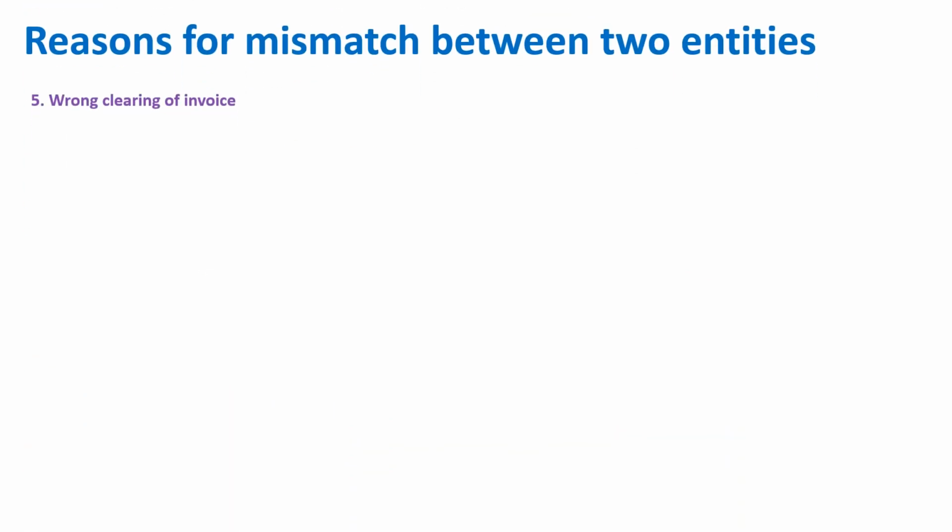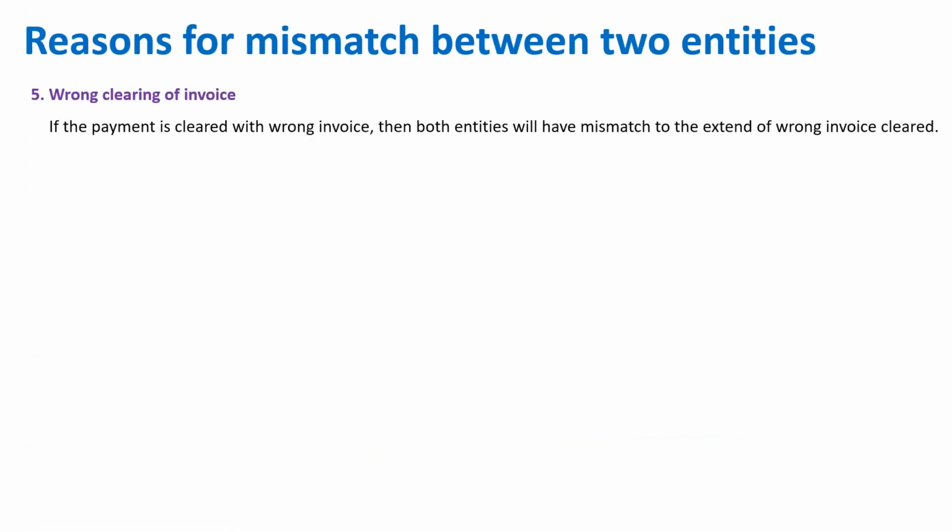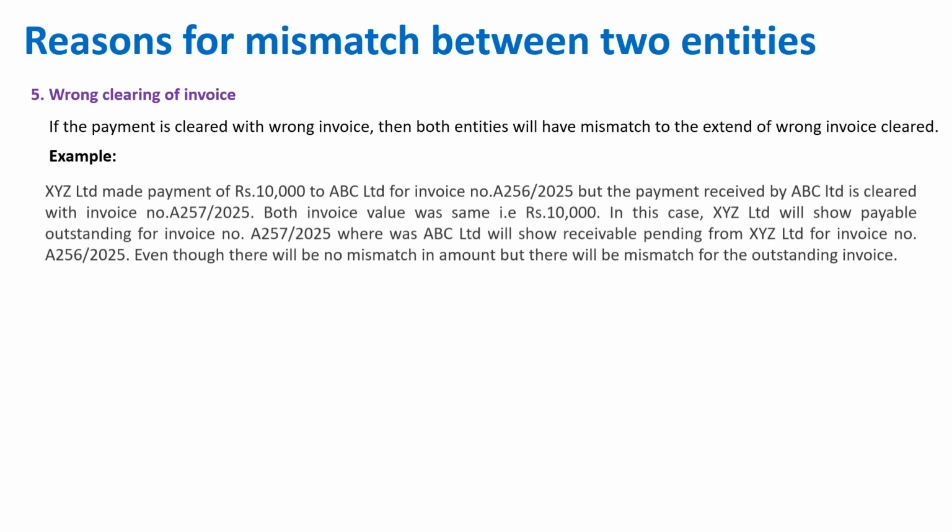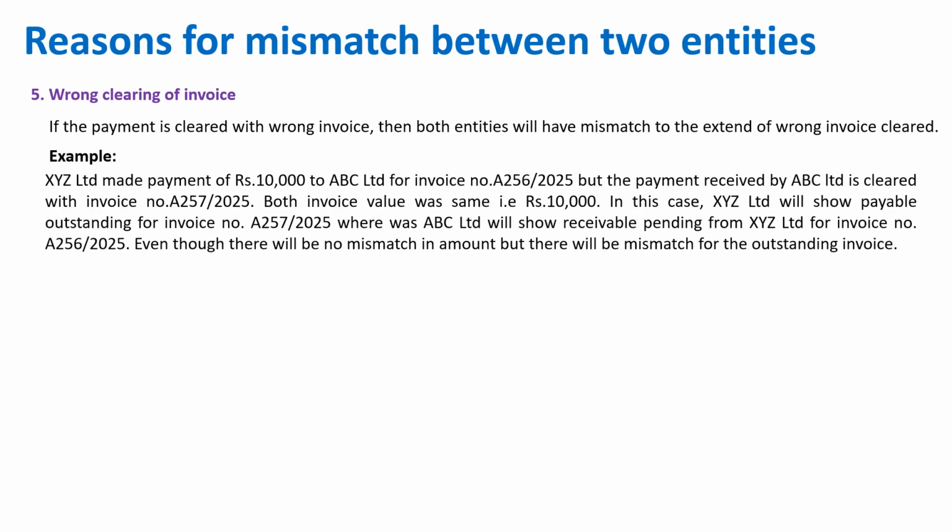Next point is wrong clearing of invoice. If the payment is cleared with the wrong invoice, then both entities will have a mismatch to the extent of the wrong invoice cleared. Let's try to understand with an example. XYZ Limited made payment of rupees 10,000 to ABC Limited for invoice number A256/2025. But the payment received by ABC Limited is cleared with invoice number A257/2025. Both invoice values were of the same amount, that is 10,000.